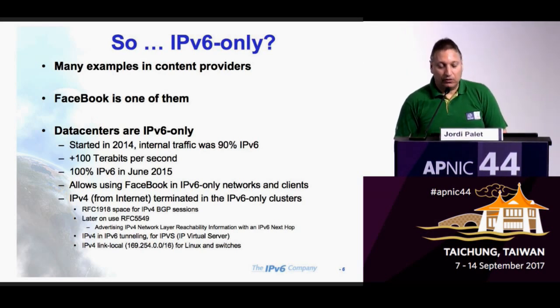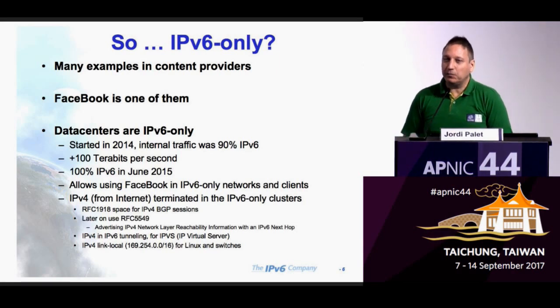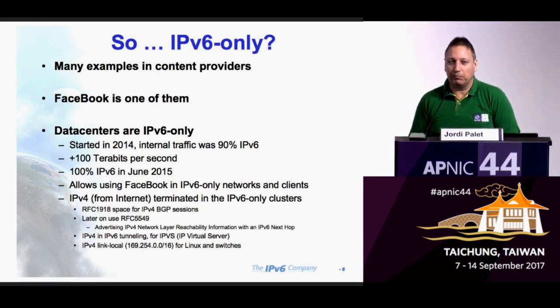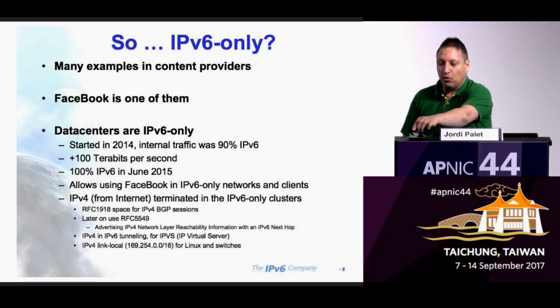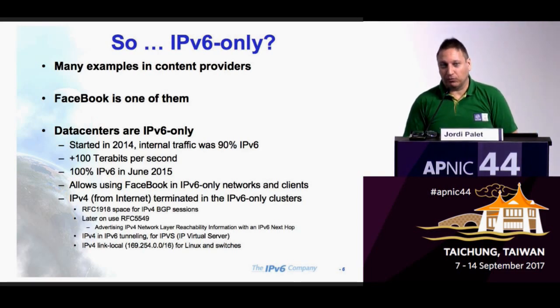Facebook started in 2014 deploying IPv6 in all their network, and at that time they already had 90% of their traffic being IPv6 only. We are not talking about a small amount of traffic. We are talking about more than 100 terabits per second, which is a huge amount of traffic. I am sure nobody of you, or even all of us together, can reach that traffic, right?